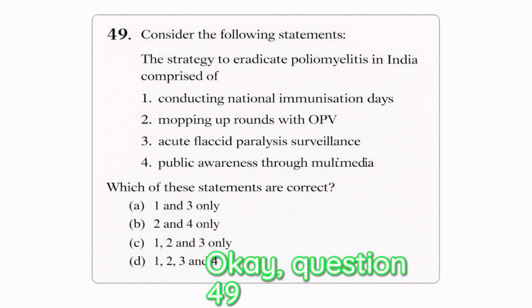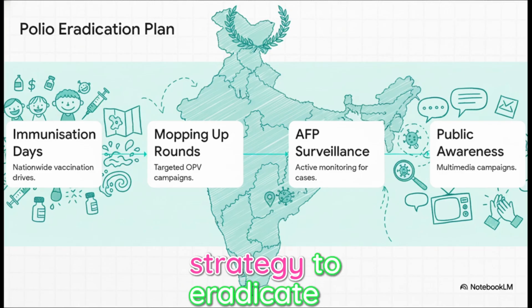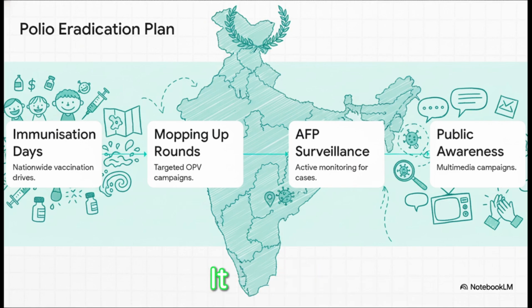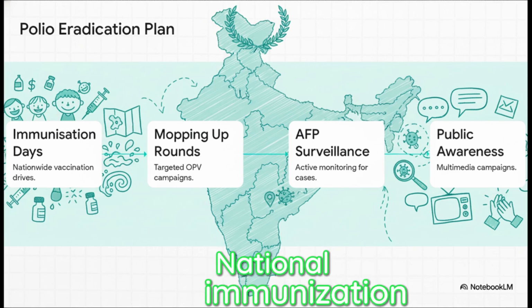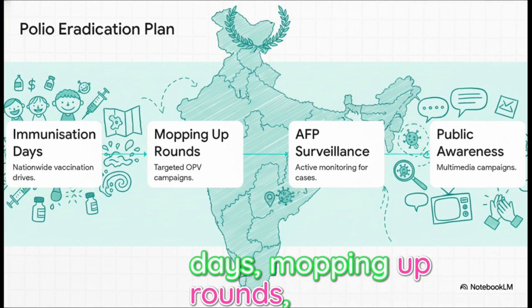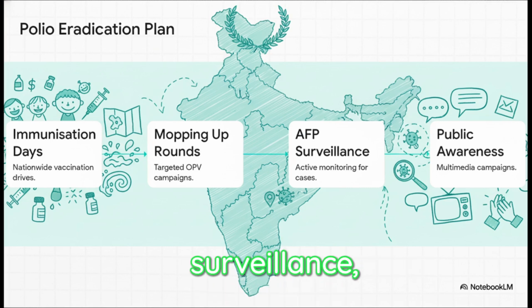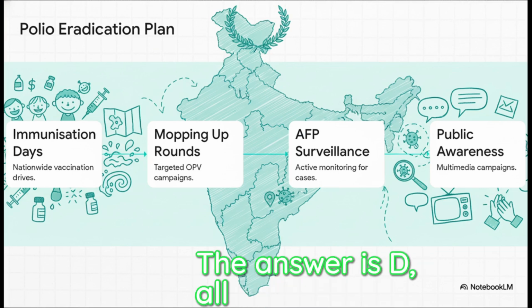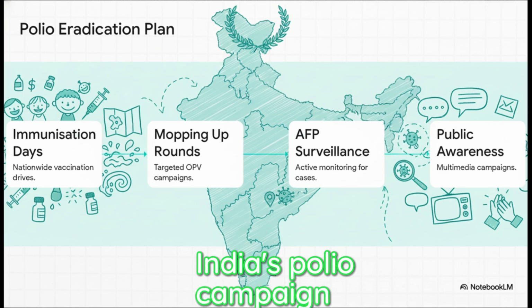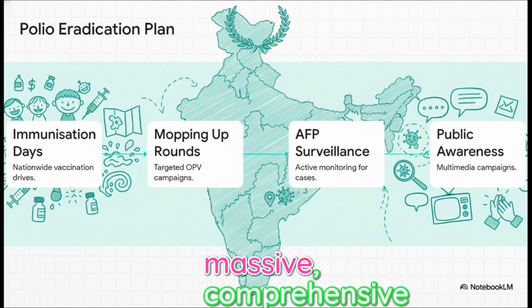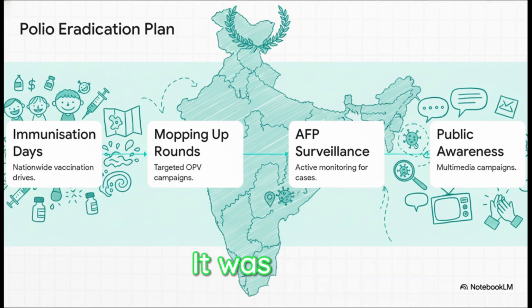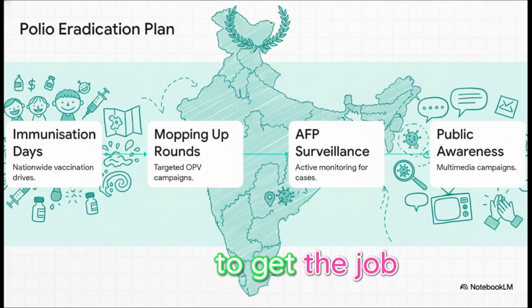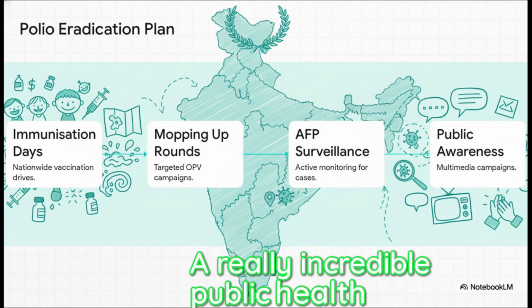Okay, question 49 looks at the strategy to eradicate polio in India. It lists 4 things: national immunization days, mopping up rounds, acute flaccid paralysis surveillance, and public awareness. So which of these were part of the strategy? The answer is D, all of them. India's polio campaign was a massive, comprehensive effort. It wasn't just one thing, it was all of these working in sync to get the job done. A really incredible public health achievement.